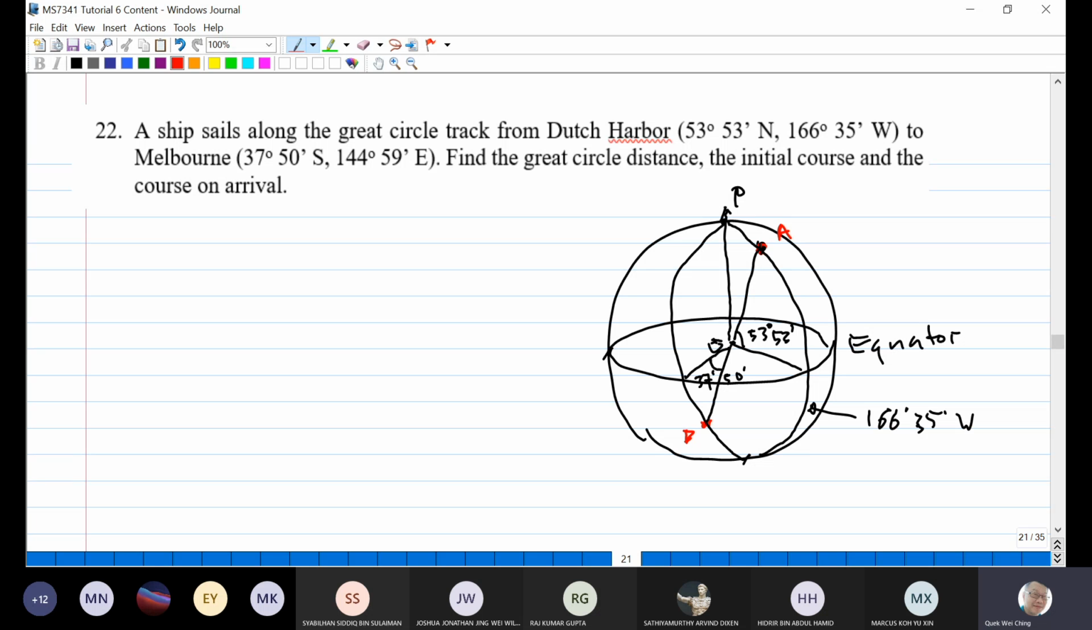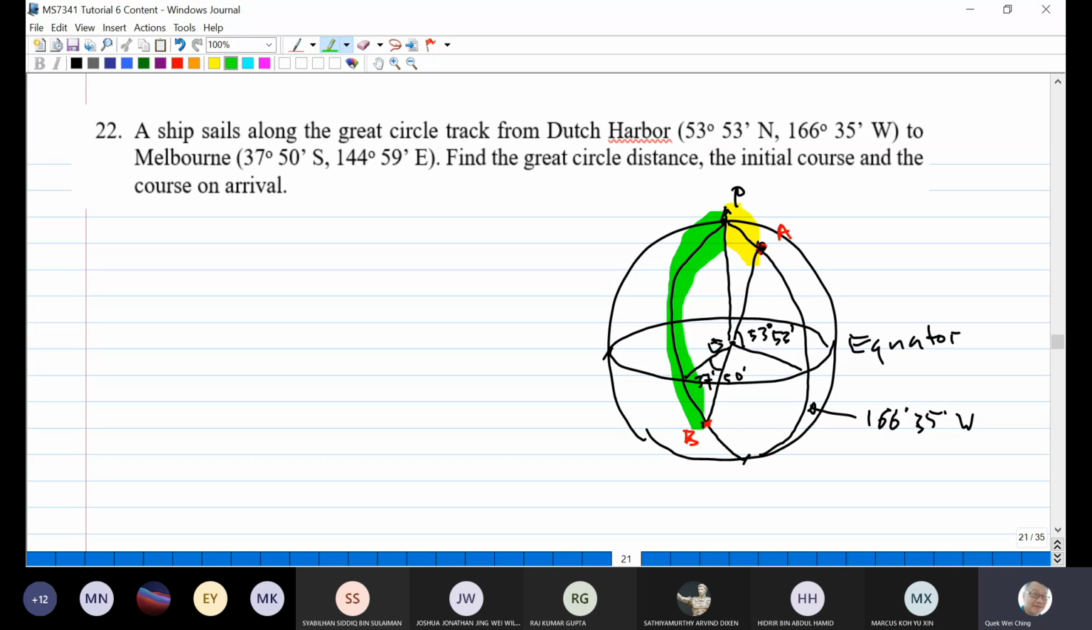So the ship actually goes around from A to Melbourne. Okay, A to B now, on a great circle. So I have this PA fixed here. Let me draw for you. PA is fixed here. PB, all right, so North Pole to B here. So let me try color here. PB is this one.